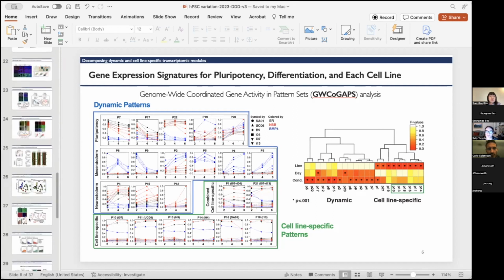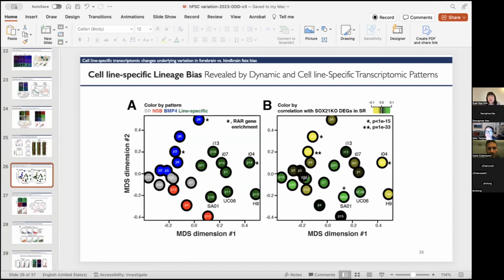And actually, one of the analyses that I didn't show here is when you did an MDS analysis with all the patterns that we identified. You can see these are the BMP4 pattern, and these are the neuroectodermal pattern, and these are the cell line specific pattern that we identified.